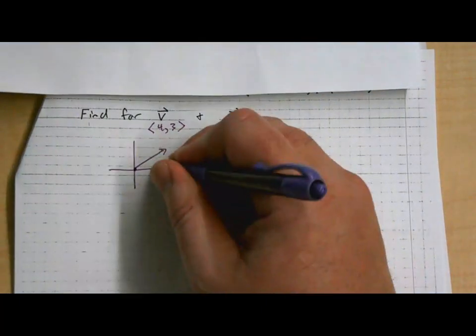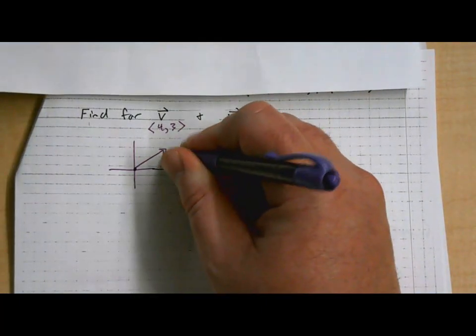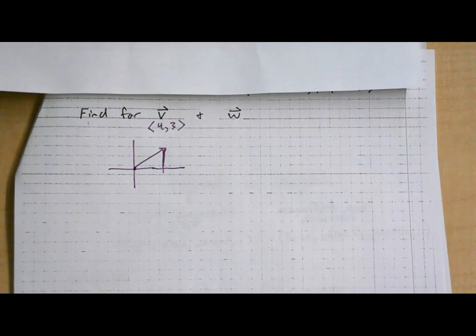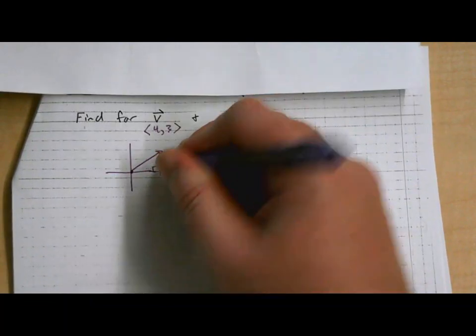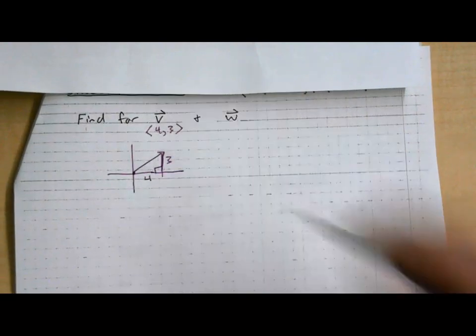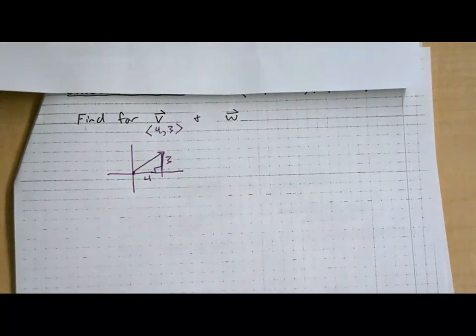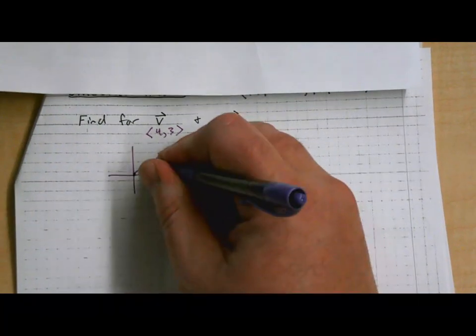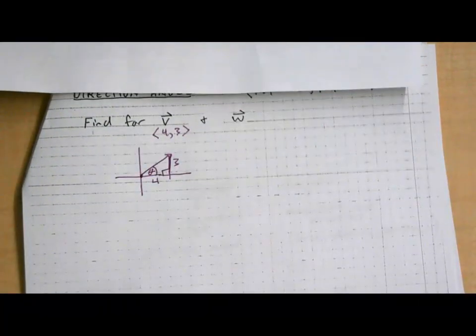And I know because of my components that if I were to drop a vertical line down right there, I would create a right triangle that has 4 and 3 as its two sides. And then put your theta in there and write a trig equation and solve for theta.